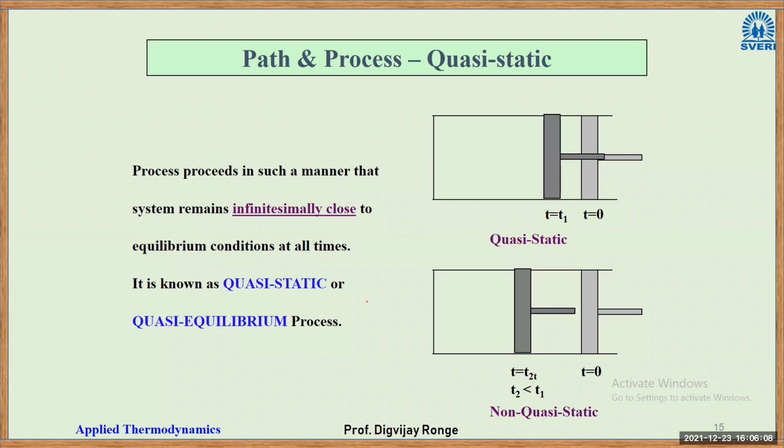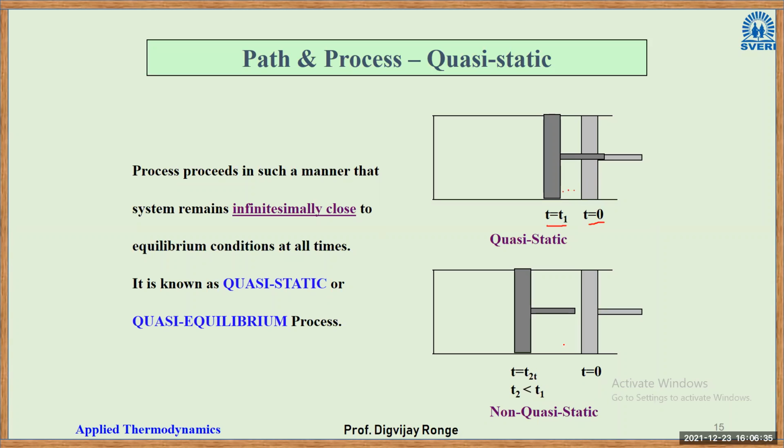So in this case, the piston is here at time 0 seconds. Now the piston is here at time equal to t1 seconds. So this is a quasi-static process. Whenever it reaches this point, if you measure at every point, you will observe the system is under equilibrium. That means all the properties in the system are balanced.